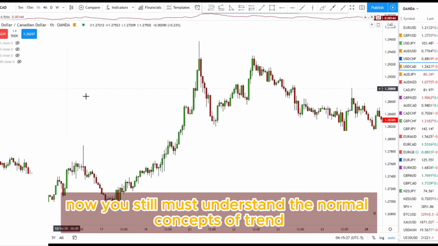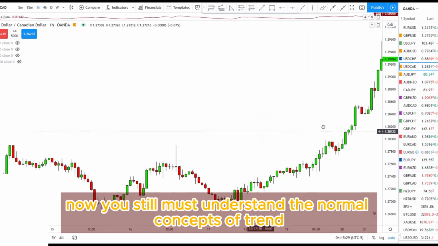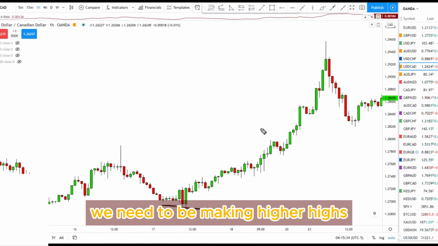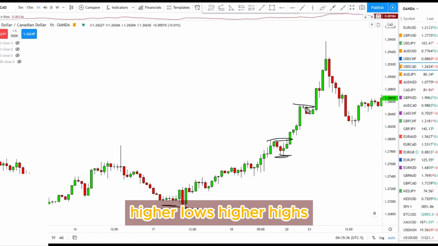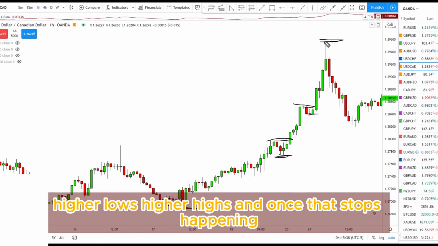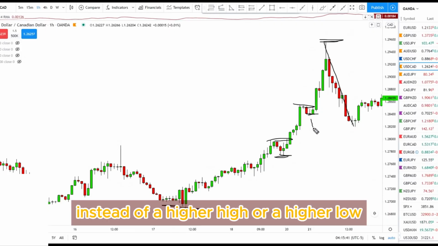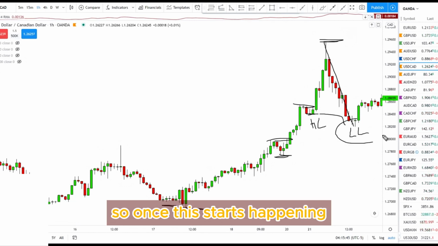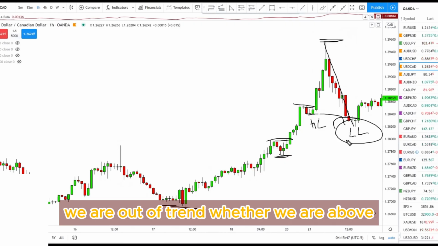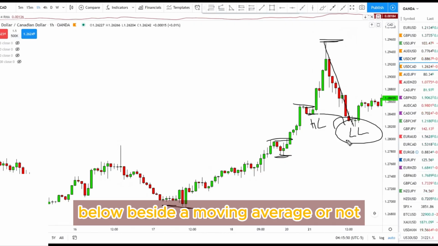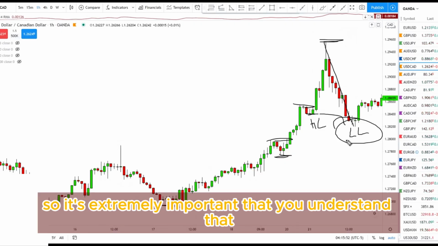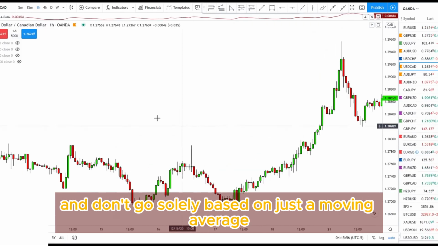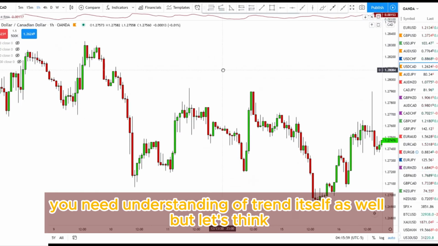Now, you still must understand the normal concepts of trend, that being that in order for a market to be in trend, we need to be making higher highs, higher lows, higher highs, higher lows, higher highs. And once that stops happening, instead of a higher high or a higher low, now we have a lower low. So once this starts happening, we are out of trend, whether we are above, below, beside a moving average or not. So it's extremely important that you understand that and don't go solely based on just a moving average. You need an understanding of trend itself as well.